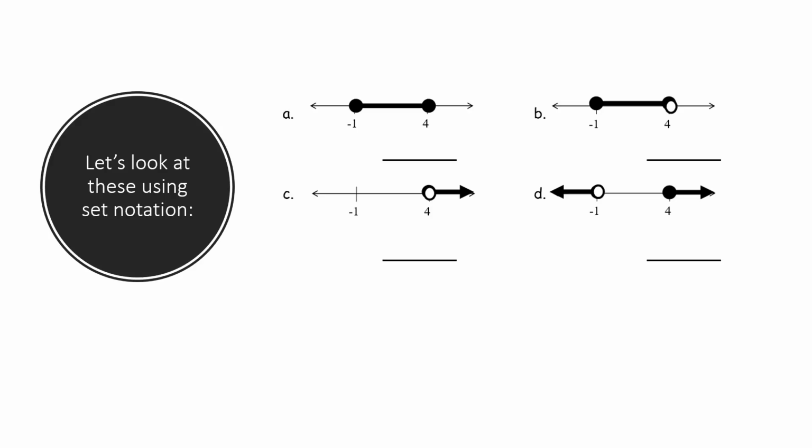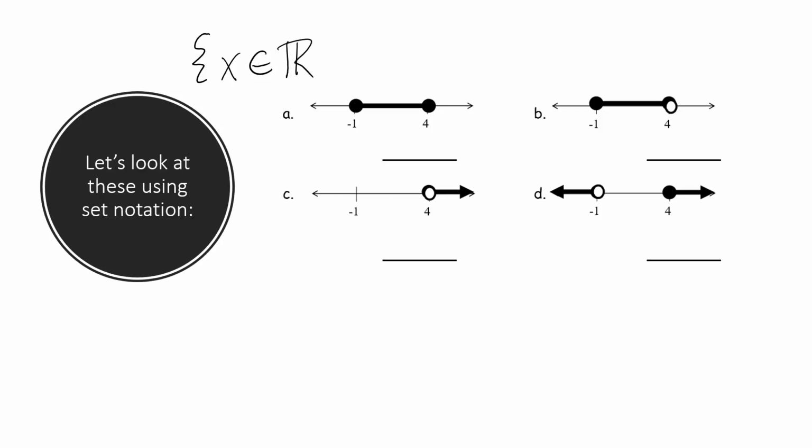So we're going to look at the 4 examples that we did using interval notation and redo them using set notation. So example A, we have all the values between negative 1 and 4, including negative 1 and 4. So we want all the possible values between them. So these will be all real numbers. So the way we're going to write this is, we have a number set where we have all values of x that are real numbers.